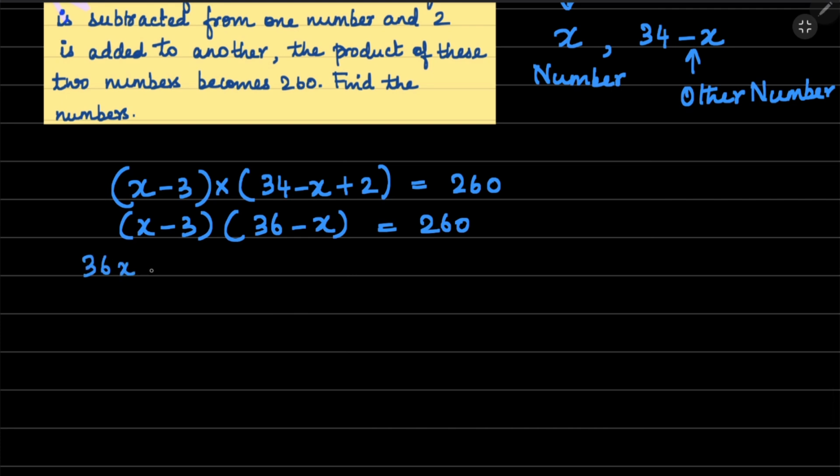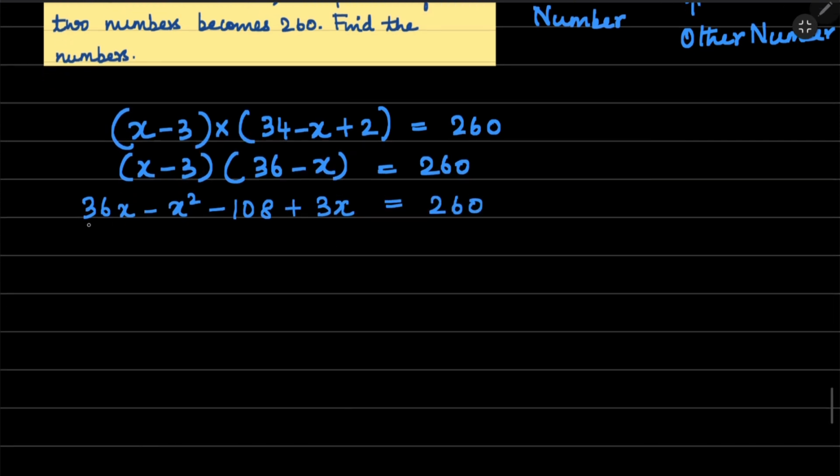So 36x − x² − 108 + 3x. You're multiplying each term with the other terms. So that's how I'm getting it. You have −3 into −x is +3x = 260. So let's combine all the like terms. So what have you got? −x² + 36 + 3, which is 39x − 108 = 260.